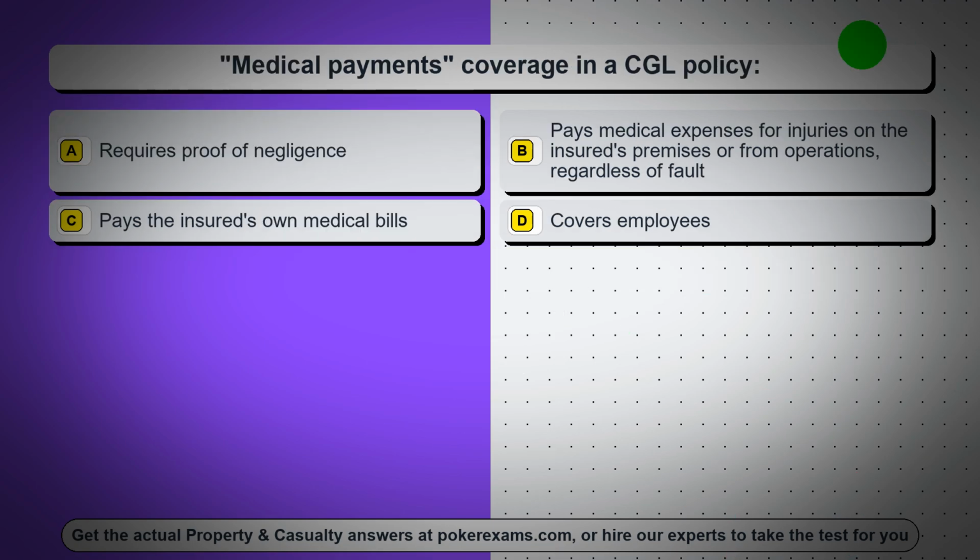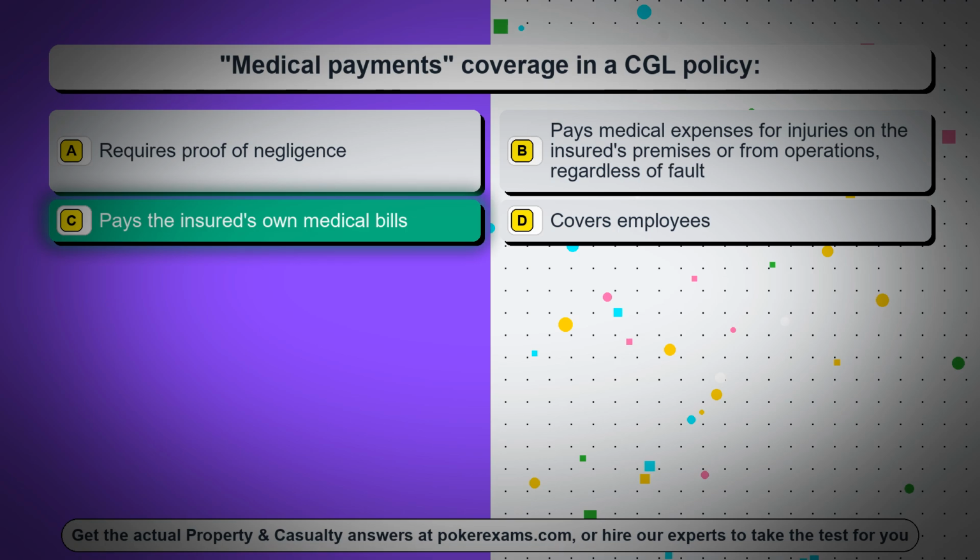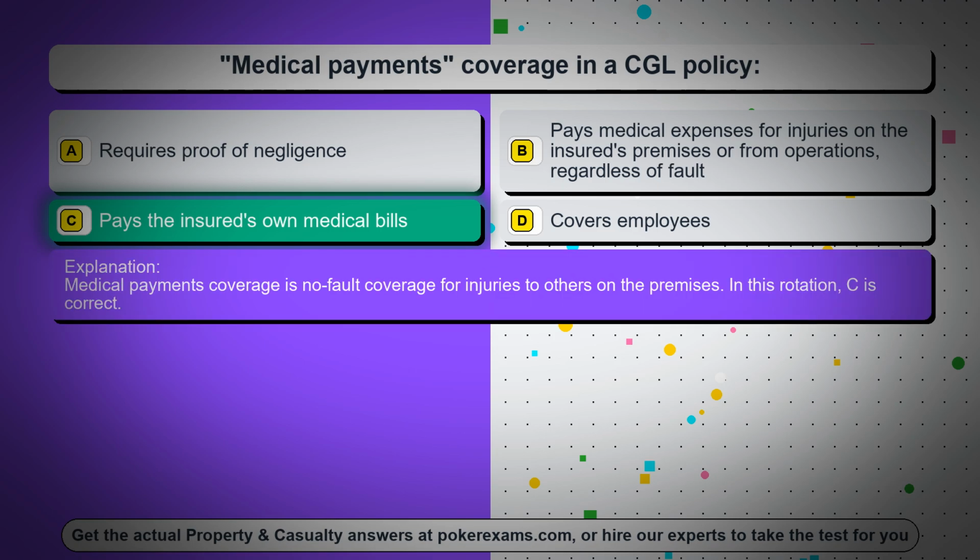Question 33. Medical payments coverage in a CGL policy. Option A, requires proof of negligence. Option B, pays medical expenses for injuries on the insured's premises or from operations, regardless of fault. Option C, pays the insured's own medical bills. Option D, covers employees. The correct answer is option C, pays the insured's own medical bills. Medical payments coverage is no-fault coverage for injuries to others on the premises. In this rotation, C is correct.